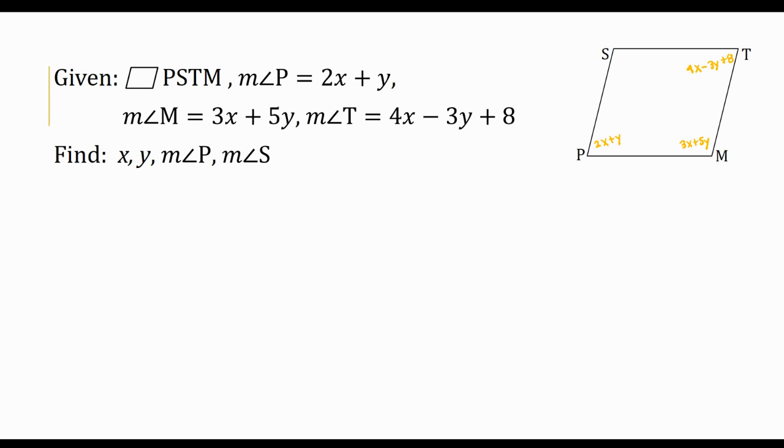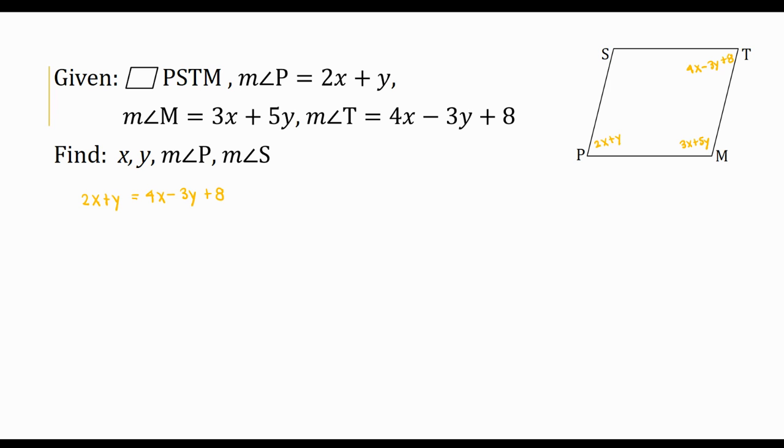We do have opposite angles in this picture. Notice the angle P has an expression and so does angle T. So I know that because opposite angles are congruent, 2x plus y is going to equal 4x minus 3y plus 8.